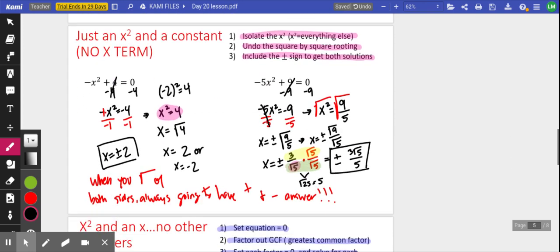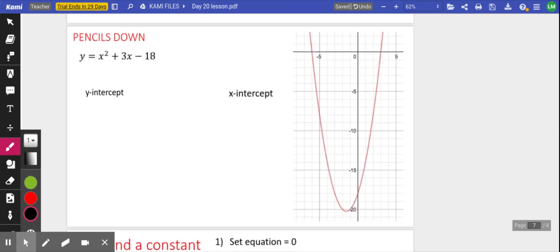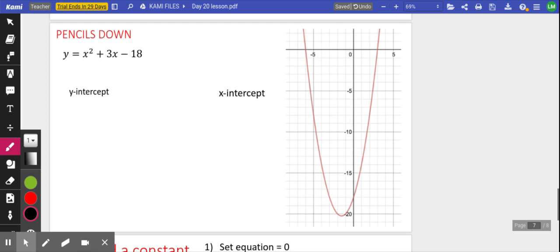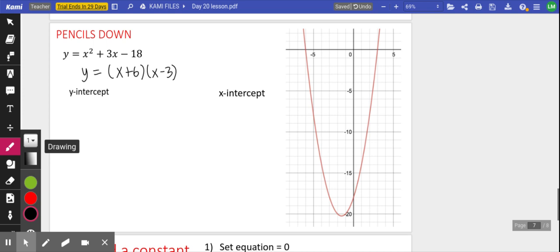All right, here we go. We did that, on to something like this. Now, I want to equate this to graphing and intercepts because I think that helps understand why we're doing this. Pencils down. I'm going to do this one for you. If we graph this, there's my graph there. We do negative b over 2a, find that axis of symmetry, plug it back in, etc. Now, what if I told you that if we factored this, we would have y equals x plus 6, x minus 3. You're like, I know how to do that. I'm an expert at factoring, right?